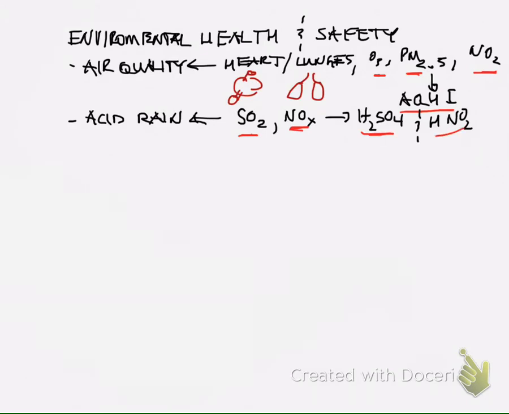The other acid is HNO2, which is produced with the oxides of nitrogen, and it'll also form acid rain as well.